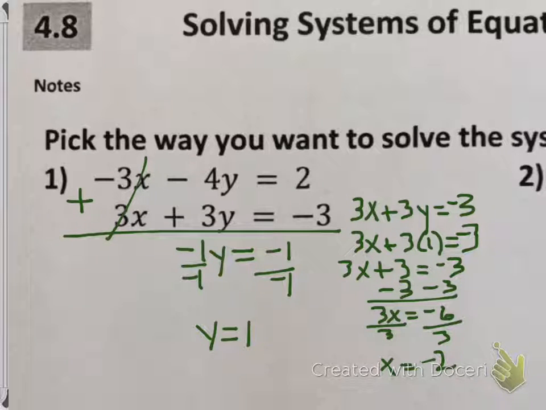So my answer is always in an ordered pair x comma y. So my answer is going to be negative 2 comma 1. You can always check to make sure you did this right by substituting them back up into both of the top two equations and making sure that your equations get the correct solution.